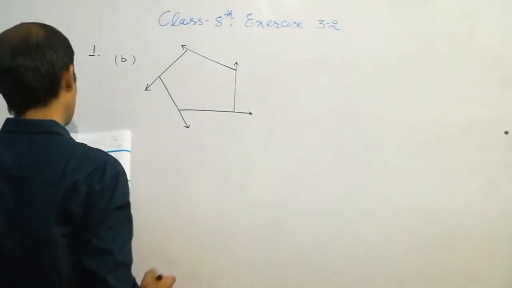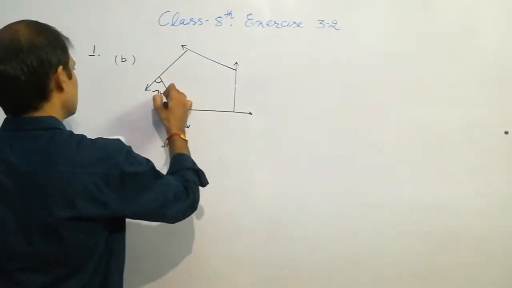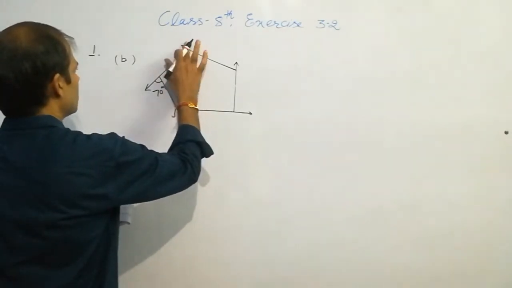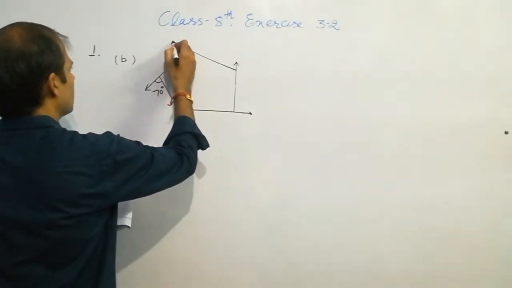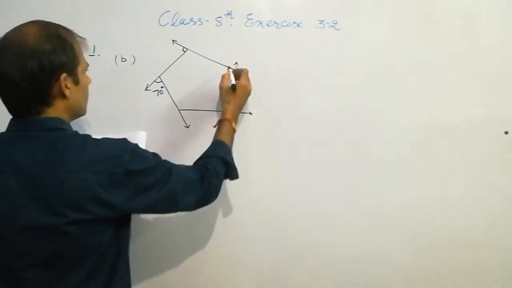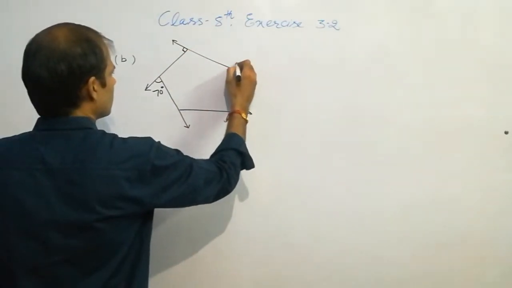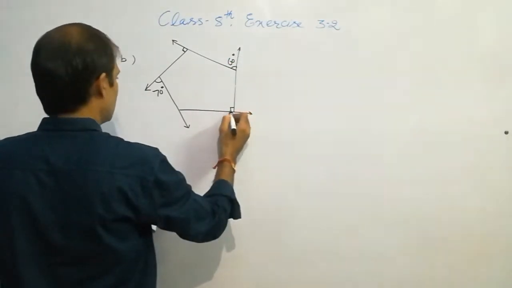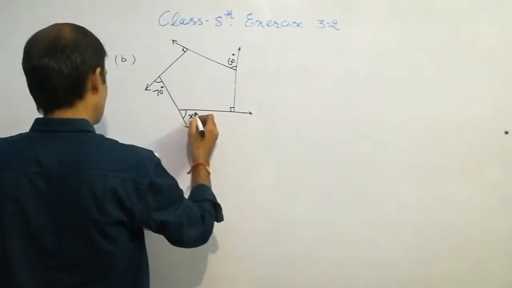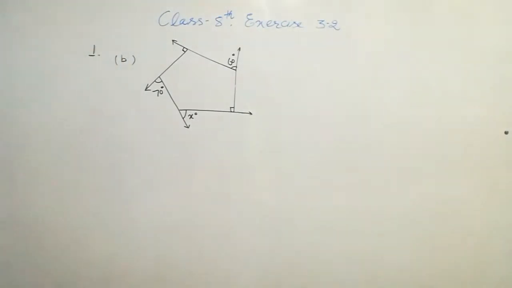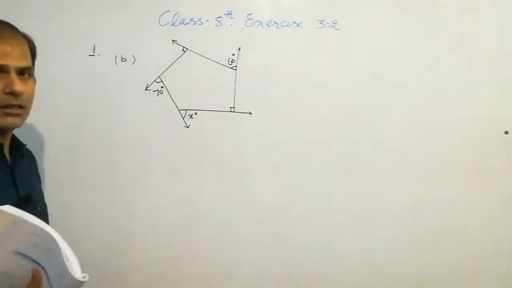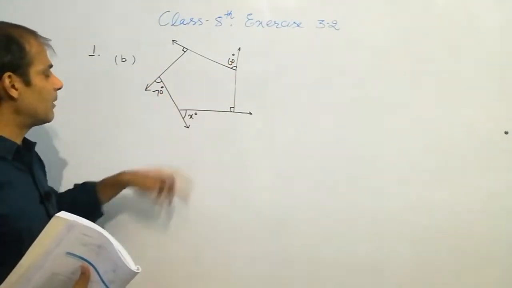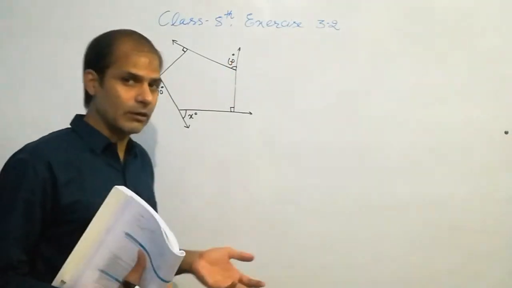And 5, and the measurement of exterior angles are given. It is 90 degree, this is 60 degree, it is 90, it is x degree. So you can see it is a pentagon but not regular. Why it is not regular? Because the measurement of exterior angles are not equal.